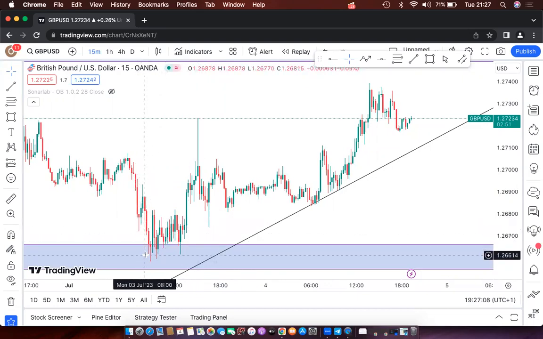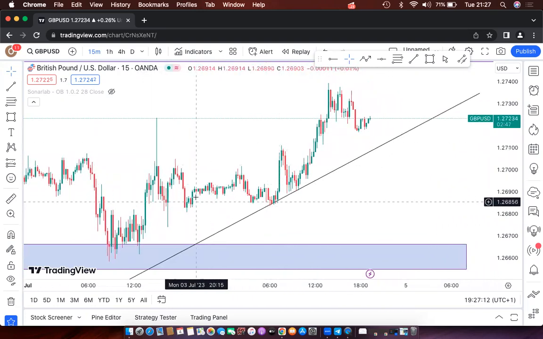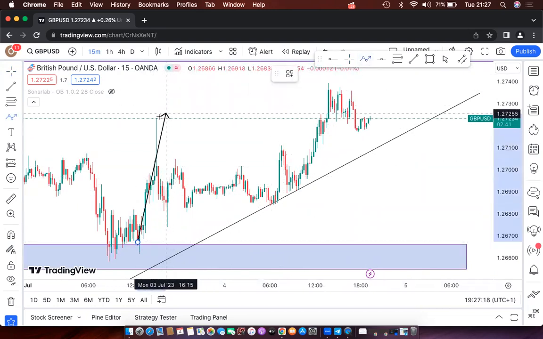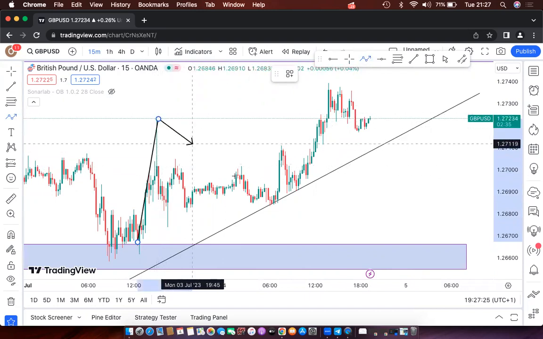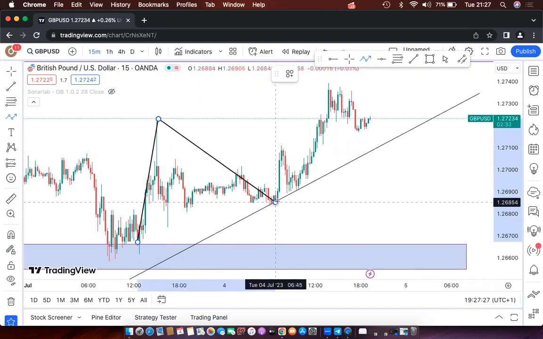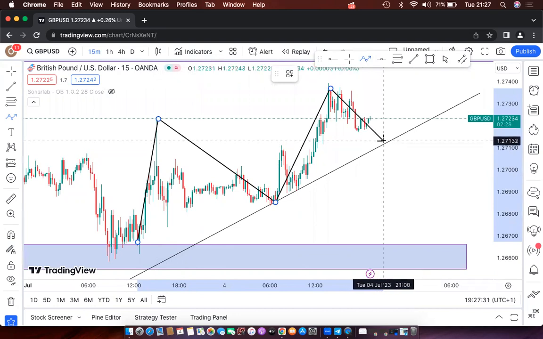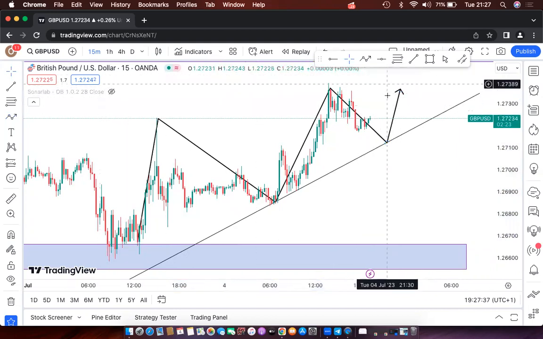Here we had a divergence. Anyway, I'm seeing we're having a push. This is a push up to here. Then we have a retracement. Then we have this push. So right now we're in a retracement for the push. So what do you expect?